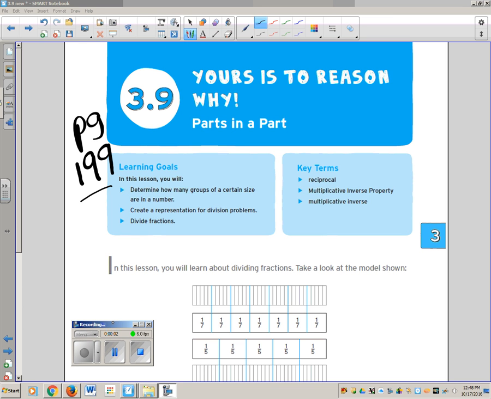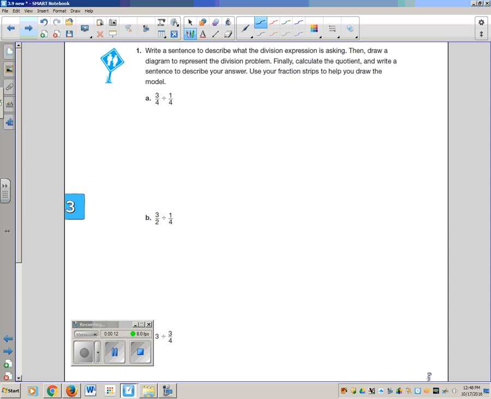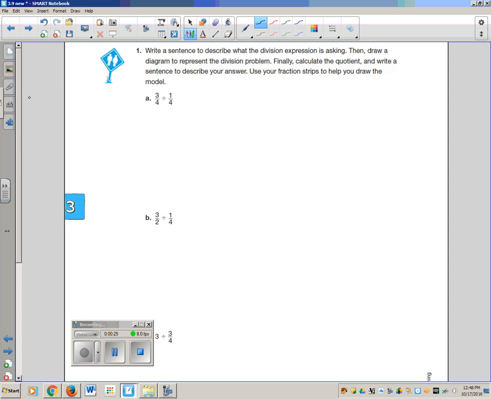Chapter 3, Section 9 starts on page 199. We are now going to be dividing fractions. Mathia does a great job of explaining how division works. Make sure you get that done in Mathia, the Mathia section on dividing fractions. We are going to jump right into dividing the fractions without the pictures.